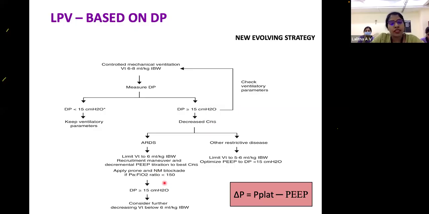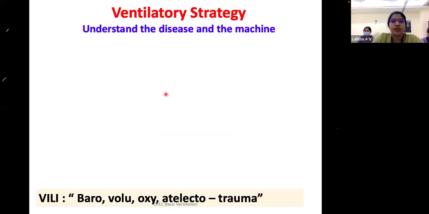That means you can attach them to high frequency oscillatory ventilation. Suppose your driving pressure is decreased, there's decreased CRS, you may have to consider other restrictive disease. Very rarely we do see a condition like restrictive lung disease, but this is what you're supposed to follow. Okay, so to keep driving pressure less than 15.